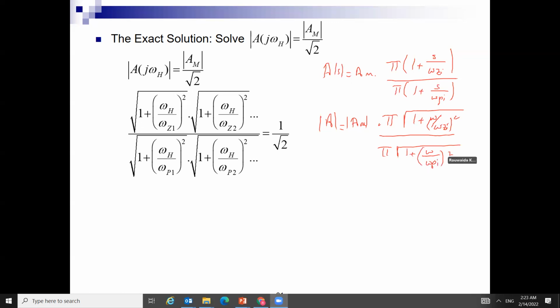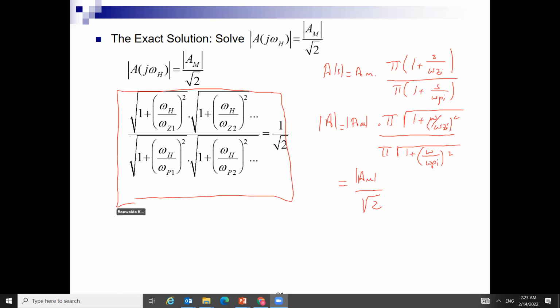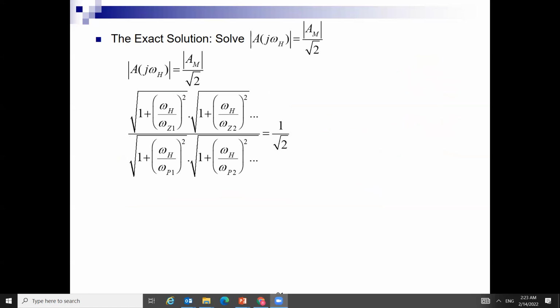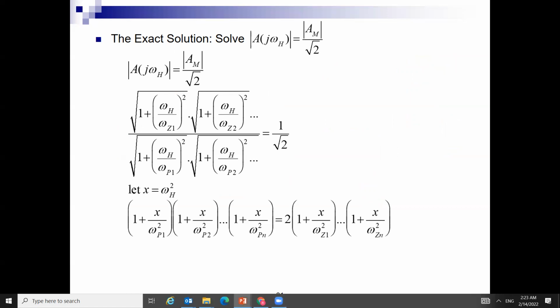Okay, and we want this to be the magnitude of AM over root 2, so we cancel AM from both sides and we end up with this relationship here. Once we have this relationship, we are going to square both sides, and when we square both sides we end up with this equation.